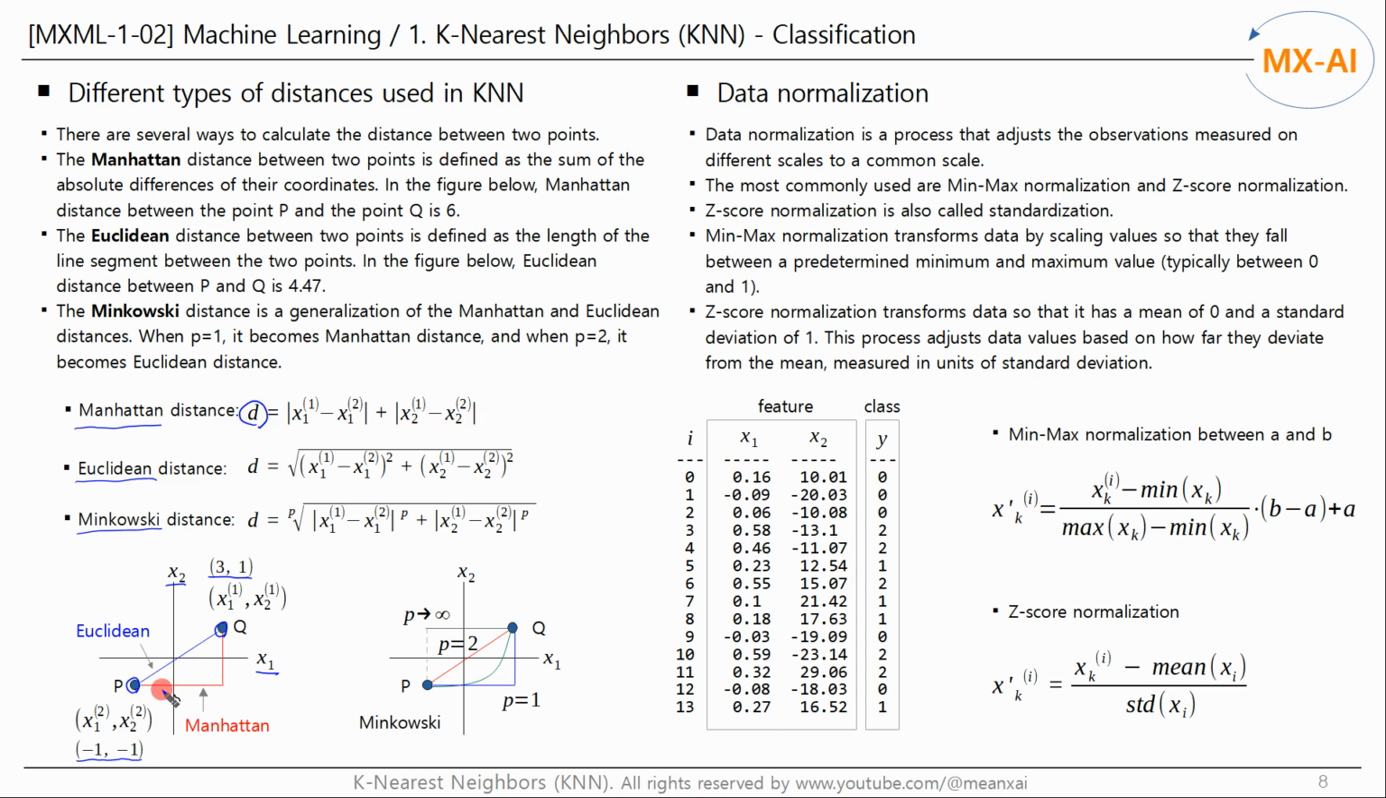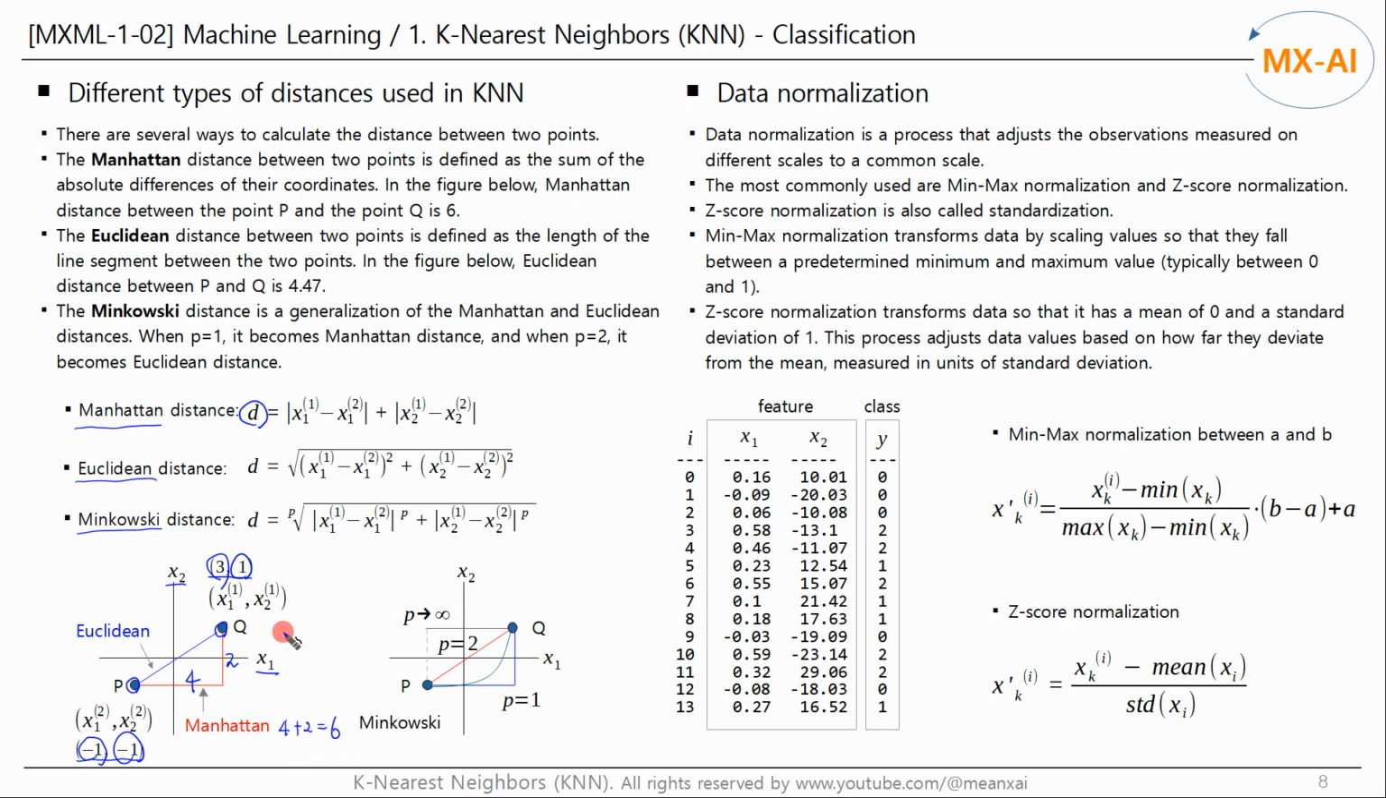In this figure, the distance along the x1 axis from -1 to 3 is 4. And the distance along the x2 axis from -1 to +1 is 2. So the Manhattan distance would be 4 plus 2, which is 6.